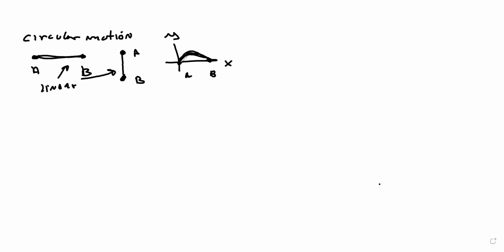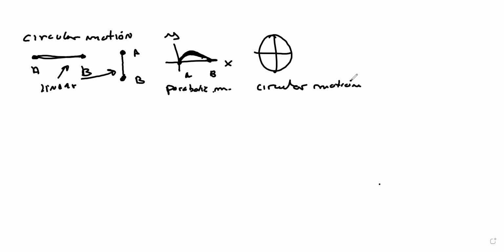And this one here is parabolic motion. So this is parabolic, okay? Parabolic motion, and this parabolic motion is in 2 dimensions. And so you have a circular motion, which is this one right here. So this would be your circular motion, okay? And we have other kinds. We have oscillations and other kinds of motions, but this is what we're going to talk about, circular motion.